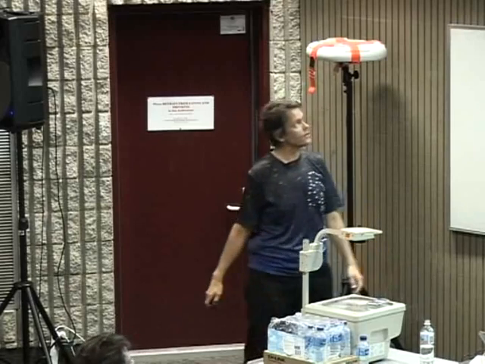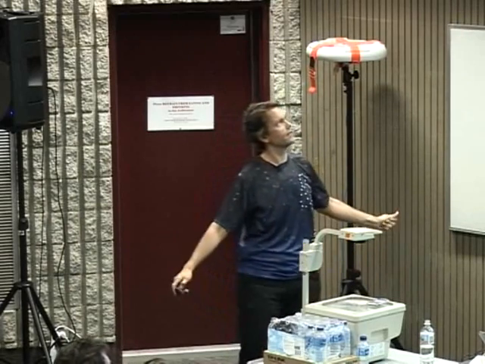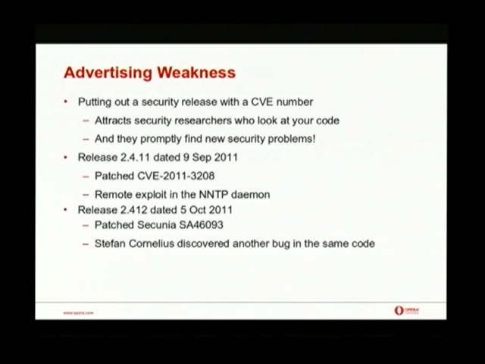And my last war story is weakness, advertising weakness. If you put out a security release which has a CVE number in the changelog, the flies gather. People come and look at the same code, on the perfectly reasonable idea that because there's one bug, there's probably more.